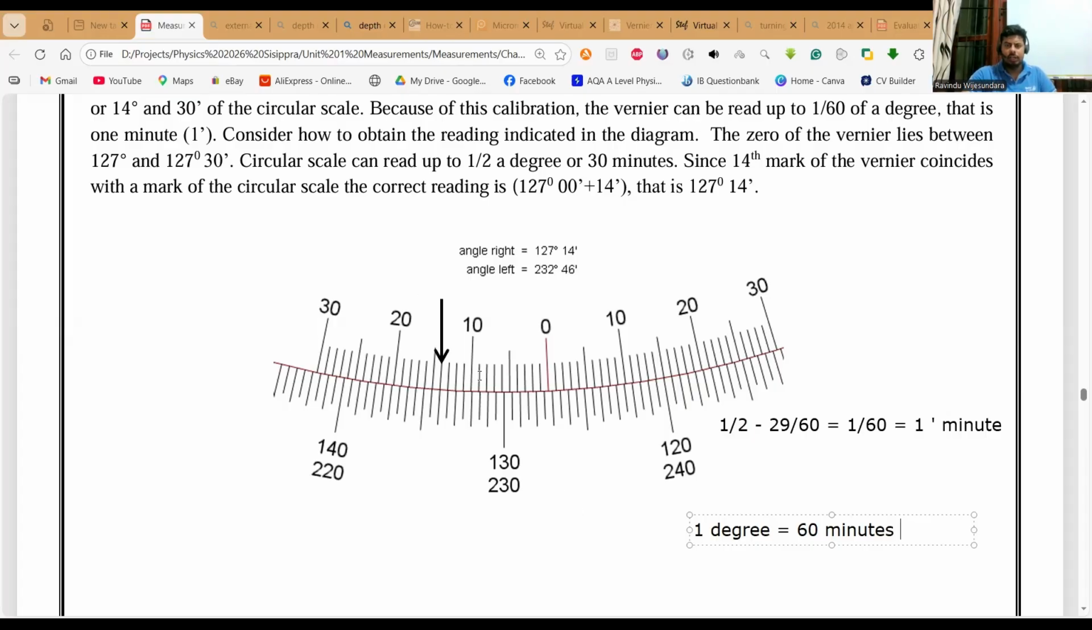So you can read this part. This is also not much difficult. This is very simple. If you understand the Vernier principle properly, then you can easily understand the circular Vernier scale also, right? Okay.